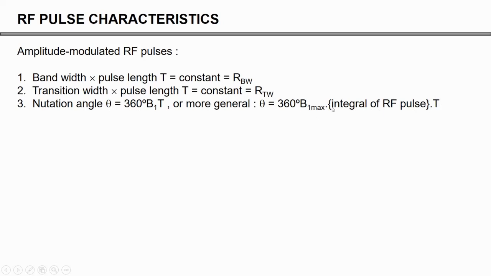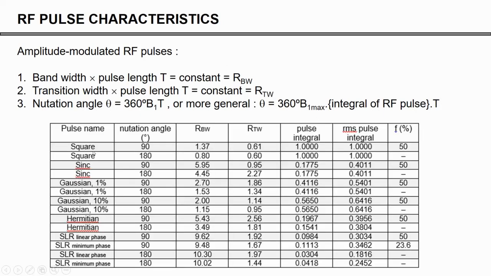Now these values are generally stored on the MR scanner in a table something like this, where you have a given RF pulse. For a given flip angle, you're going to have an R of the bandwidth and an R of the transition width. You're going to have an integral, you're going to have a root mean square integral, and there's going to be an F value, and I'll explain what that is later. I think for the remaining few minutes, I want to quickly go over some of the calculations that the system does for you using these values.